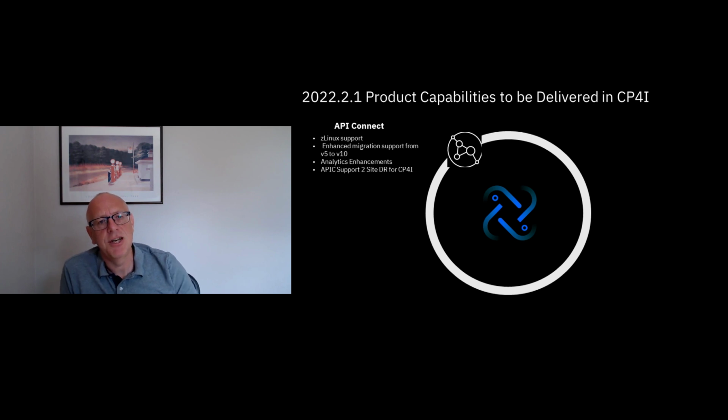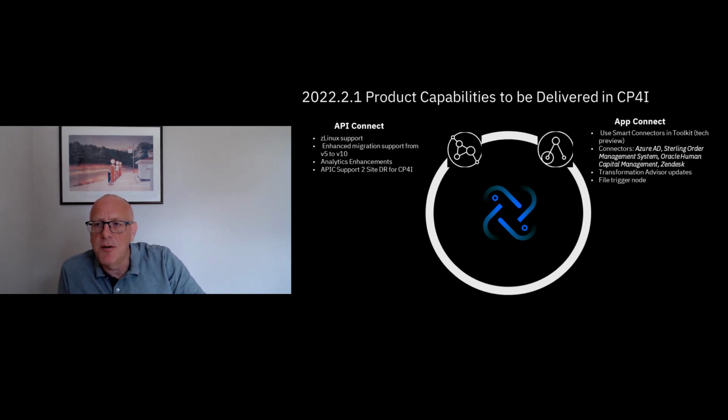And what we've also delivered in this release is some additional tools and accelerators to help you with migration from V5 to V10. There are also enhancements to the analytics to reduce both the size of it and improve the quality of the analytics that you can do. And we're introducing support for API Connect to have 2-site DR failover for CP4I, which has been a very common requirement that we've had from customers.